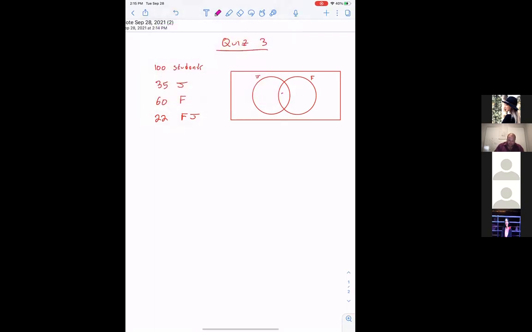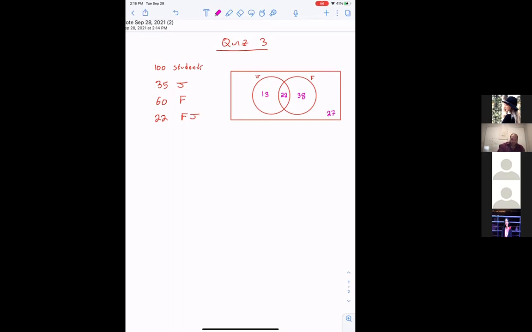And we know that there's 22 people that are both females and juniors, which means they fall in the overlap. In total, there's 35 juniors. We already have 22, leaving 13 more for a total of 35. And there's 60 females. We already have 22, leaving 38 for the total number of females. If I add 13, 22, and 38, I get 73, which means the other 27 people must be out here. Does that make sense so far? I haven't even looked at the question yet. I'm just drawing a picture to represent what's going on.